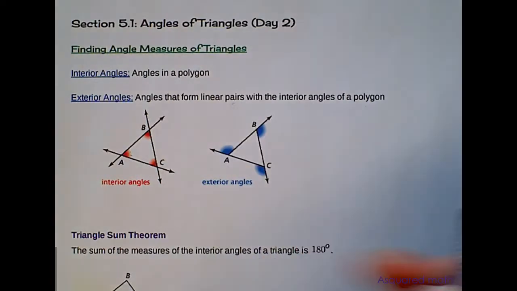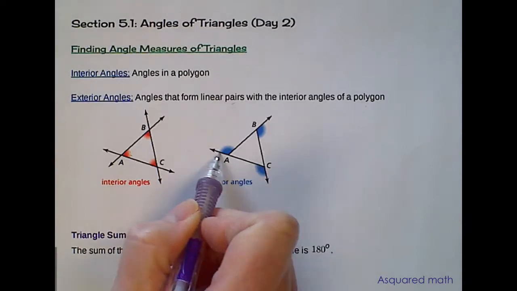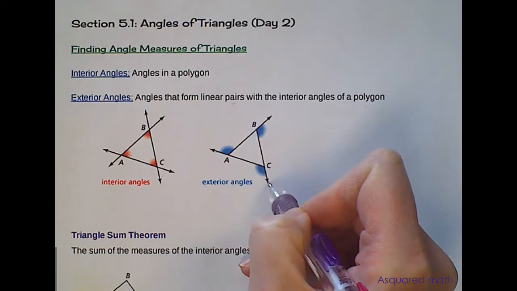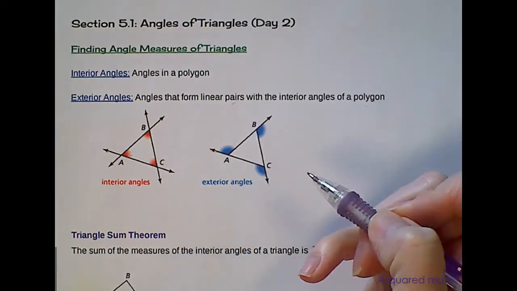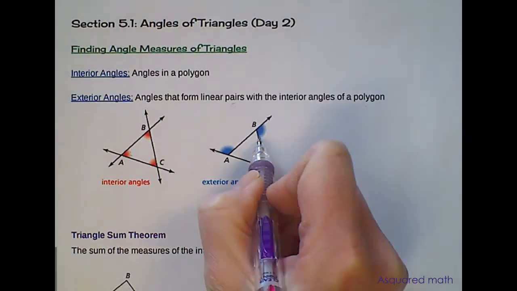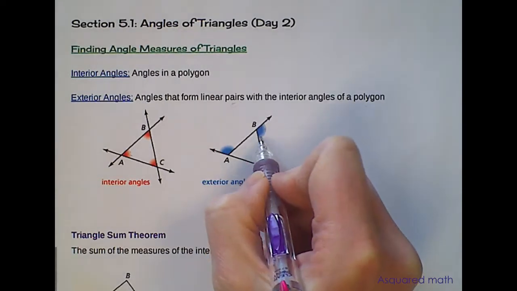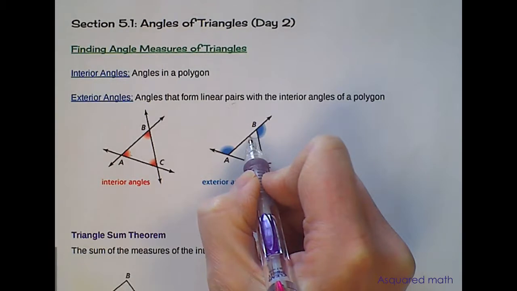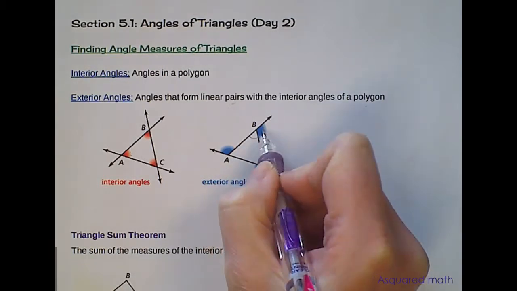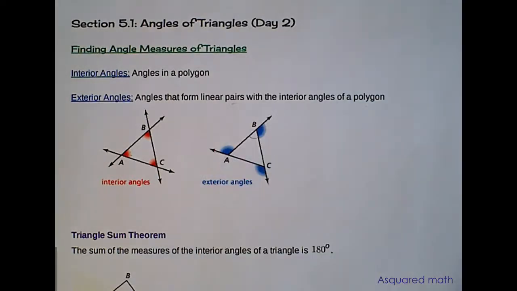So essentially, if you take each side length of a polygon and extend it out and look like you're forming something like a pinwheel, you will be creating those exterior angles. So this blue angle here and this interior angle here form a linear pair. So these blue angles are our exterior angles.